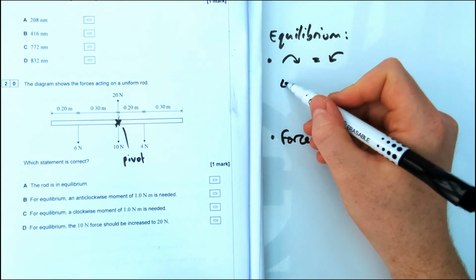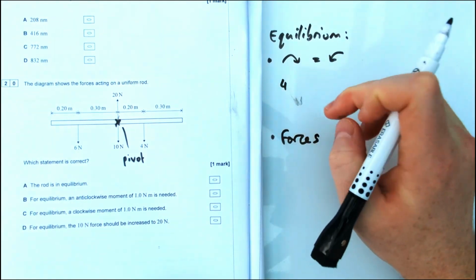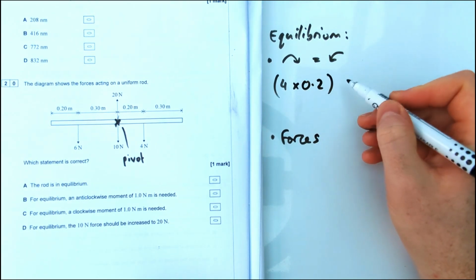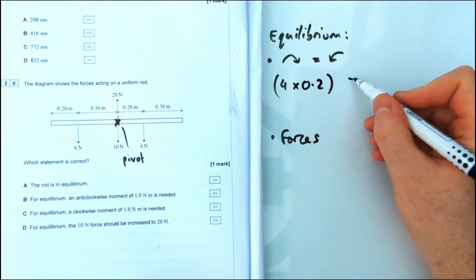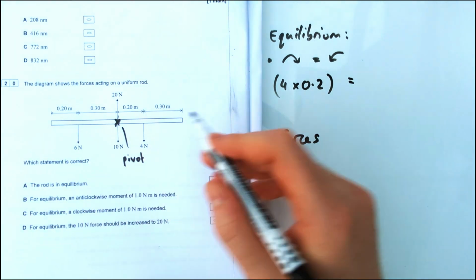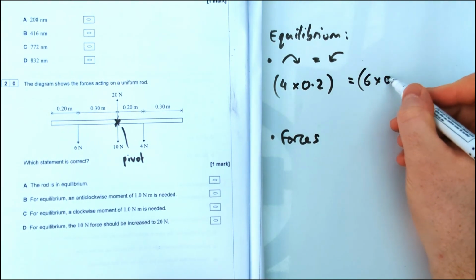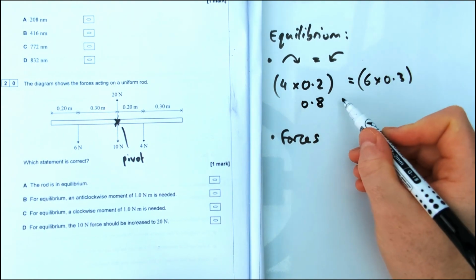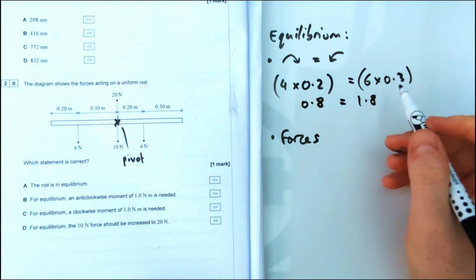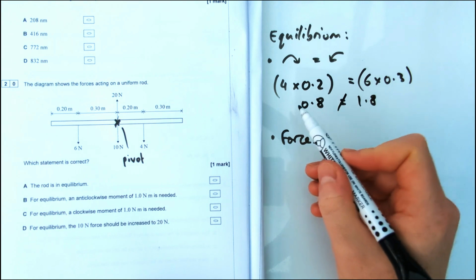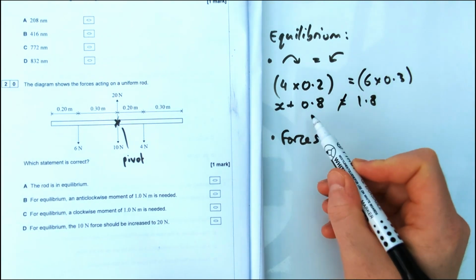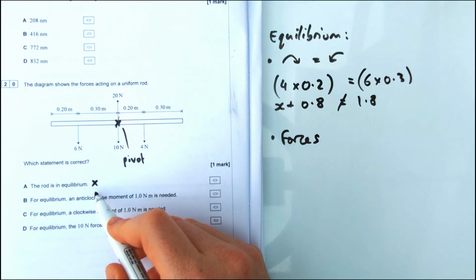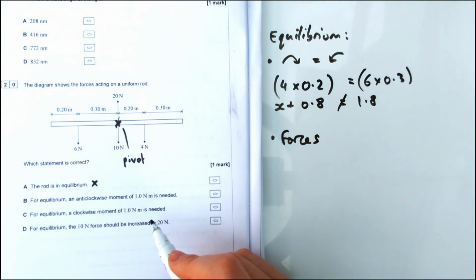So I've got 4 newtons times the distance it is away, which is 0.2 meters. And on the left-hand side, we've got 6 newtons times 0.3. Now, hopefully we can see from here that's 0.8, this is 1.8. That means that they are not equal to each other. There must be something we need to add on to the left-hand side. So automatically we can say it's definitely not in equilibrium. We just need to know what to add.